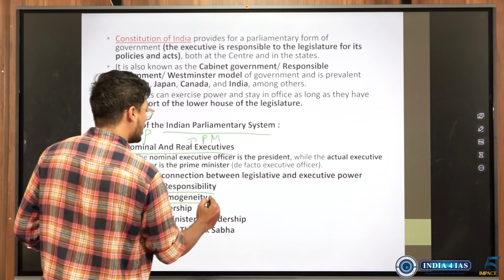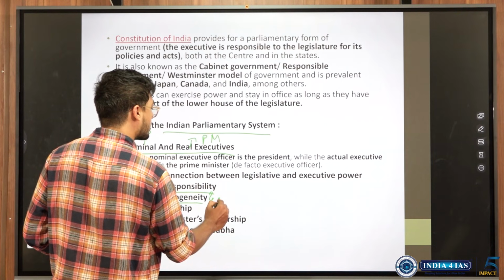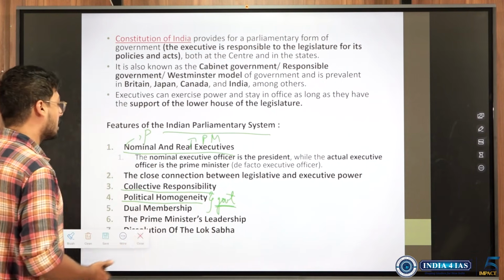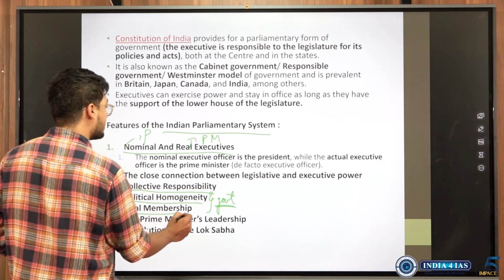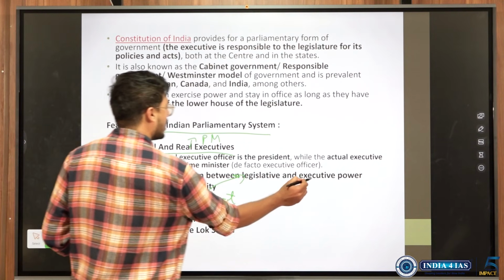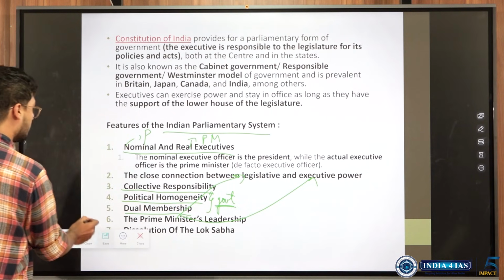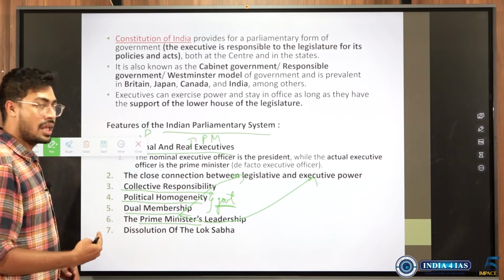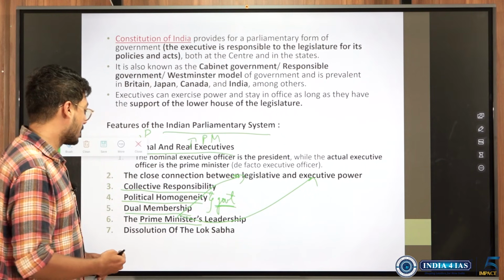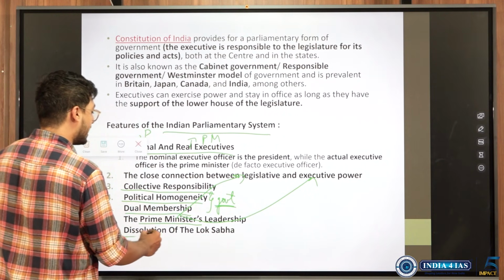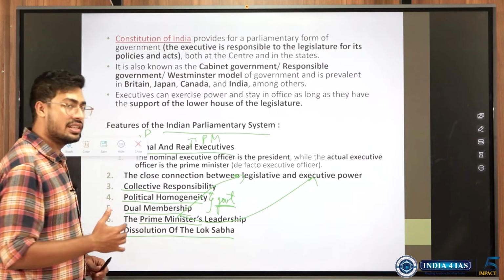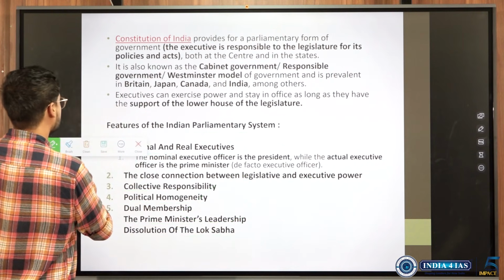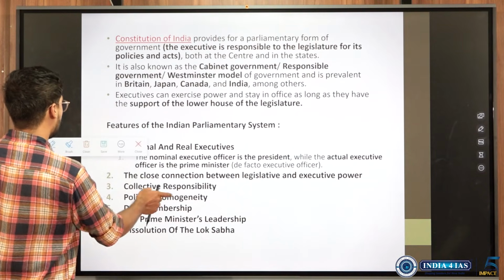There is political homogeneity between the members of the party because usually one party will form the government. There is dual membership, which I said, one of the legislative and one of the executive. Then it is also called prime ministerial government because it is the prime minister who is the supreme person, and it is characterized by the dissolution of the Lok Sabha. Only the Lok Sabha can be dissolved, the Rajya Sabha cannot be dissolved. We'll move ahead.